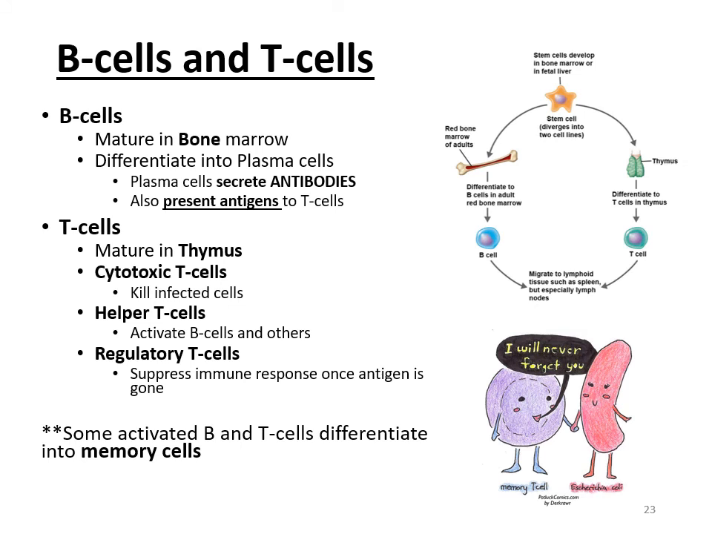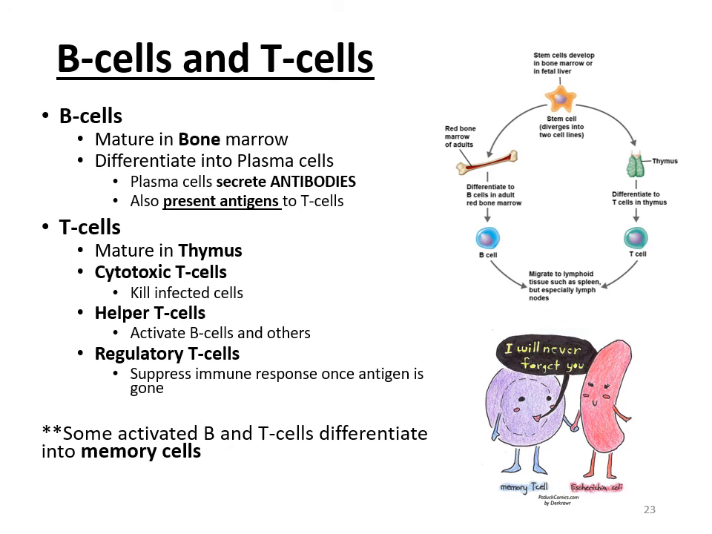Now I keep saying B cells and T cells, so I threw in this slide so that you can really see what we mean by B cells and T cells. First of all, they are named based on where in your body they mature. So B cells are called B for bone marrow because that's where they mature into the cells that you need. And then T cells mature in the thymus.